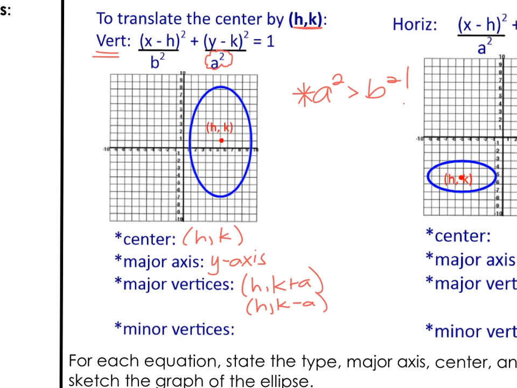The minor vertices are that B value, and we'll go to the right or to the left. What that means then is we're going to take our H and we'll add B to move it to the right, and then we'll subtract B to move it to the left. Truthfully, it's the same thing we did with our center at 0, 0. It just looks different because the new center is at h, k.